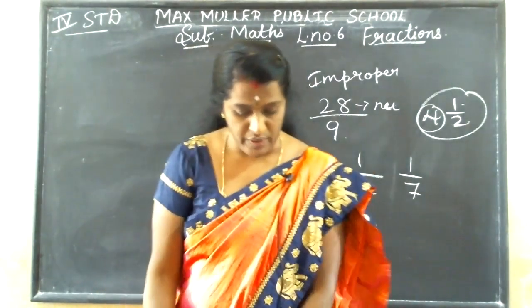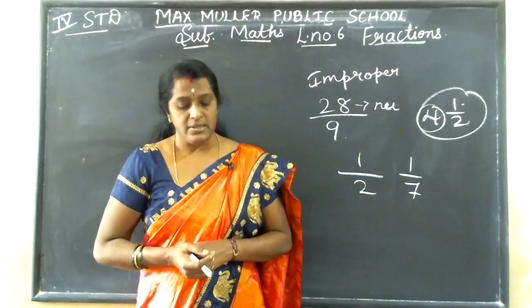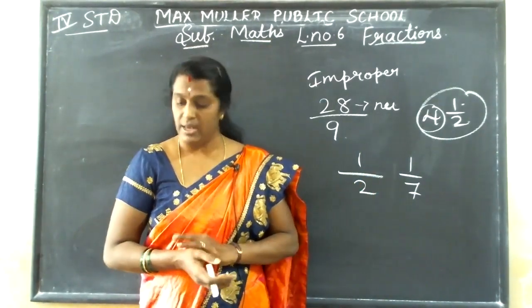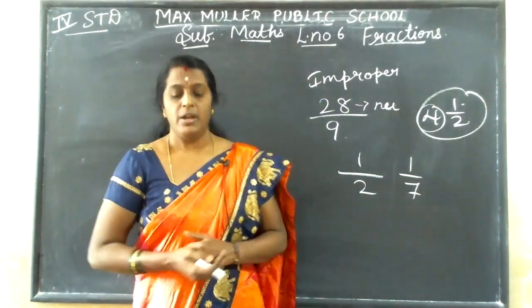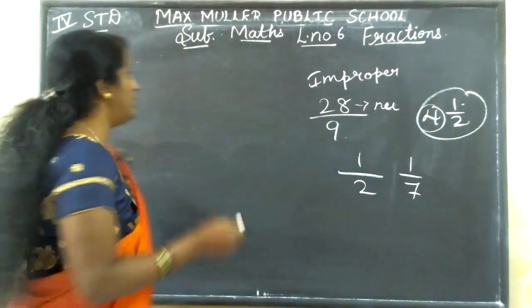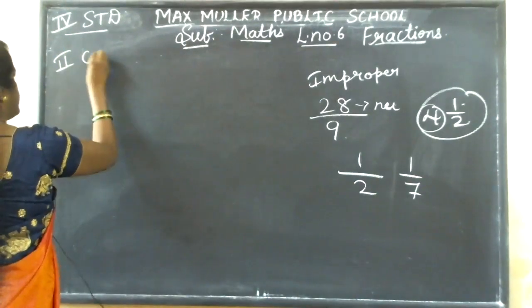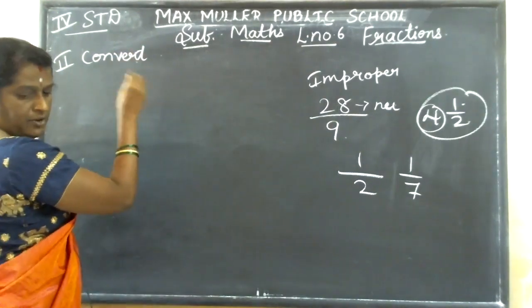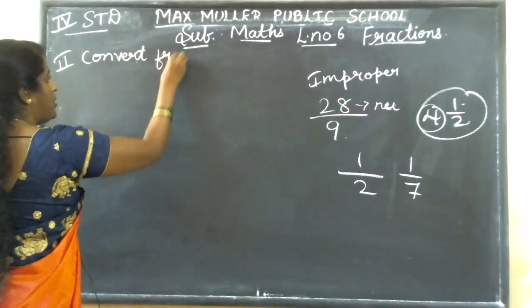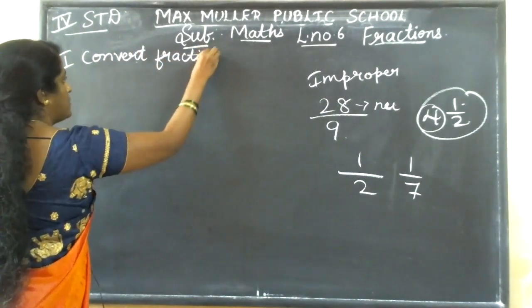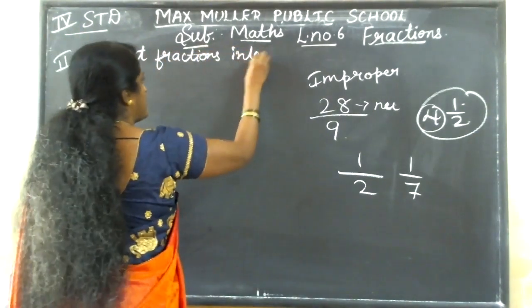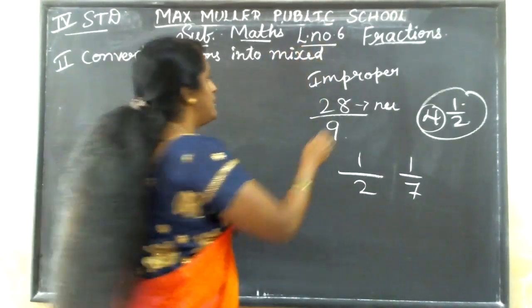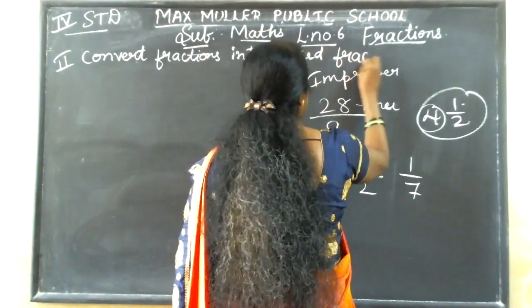Okay, children. We have completed exercise 3, first main: say whether the following fractions are proper, improper or unit fractions. Now we'll go for the second main. Convert the following fractions into mixed fractions. Second main.